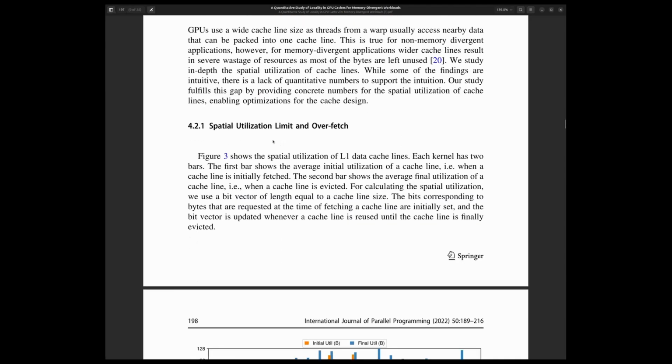So we'll see over here 4.2, in section 4.2.1, spatial utilization limit and overfetch.